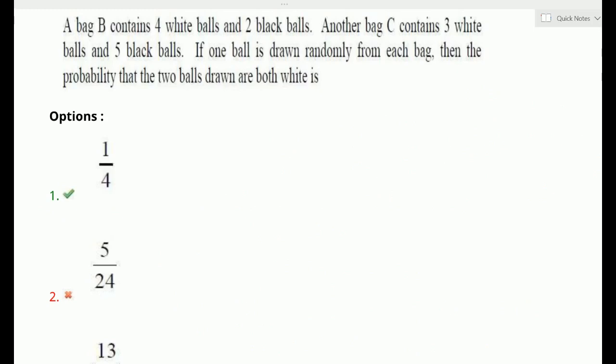Let's look at this question. What is given? A bag B contains 4 white balls and 2 black balls. Another bag C contains 3 white and 5 black balls. According to the given data, the bag B contains 4 white and 2 black. And bag C contains 3 white and 5 black, right?